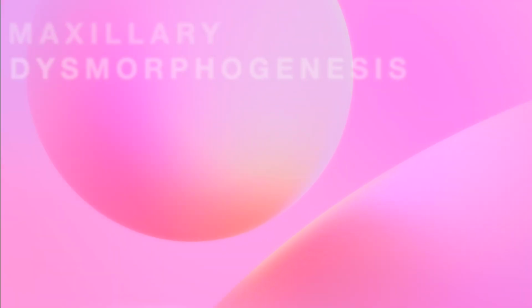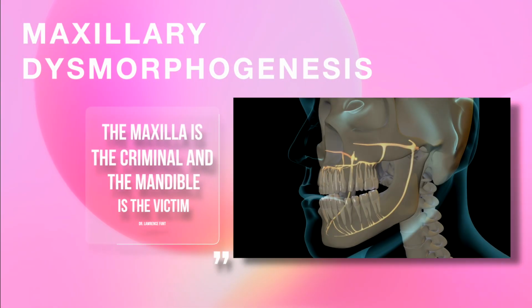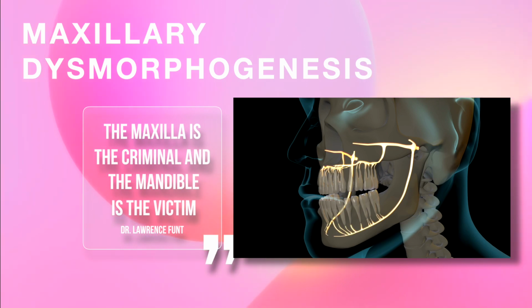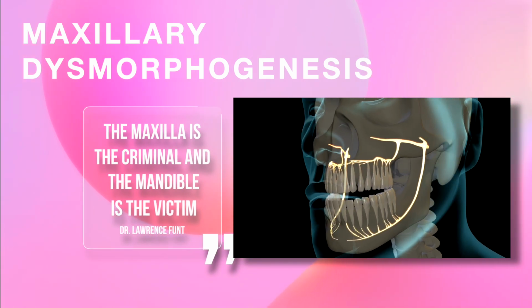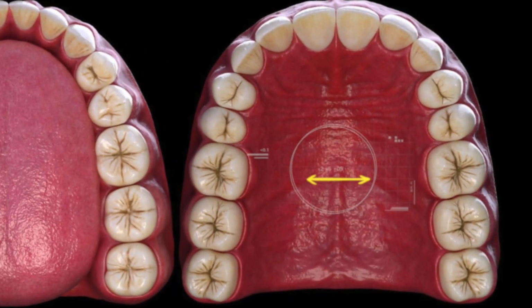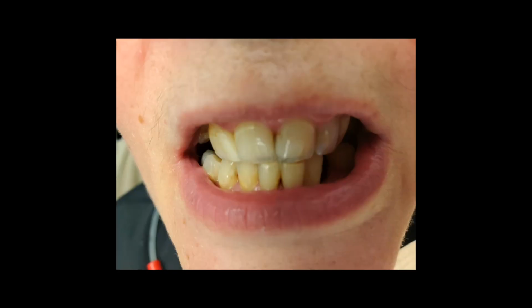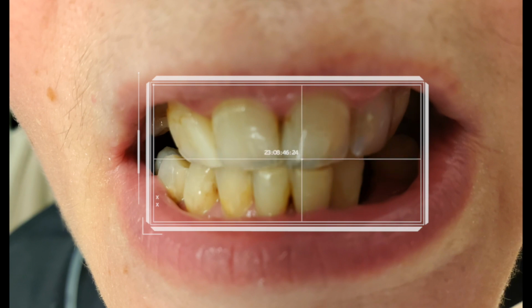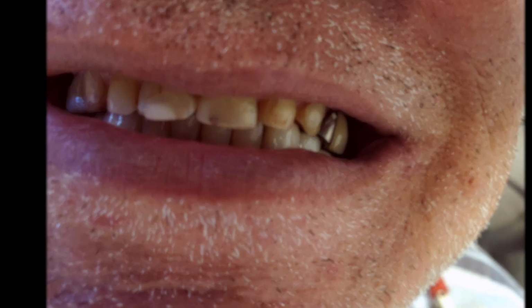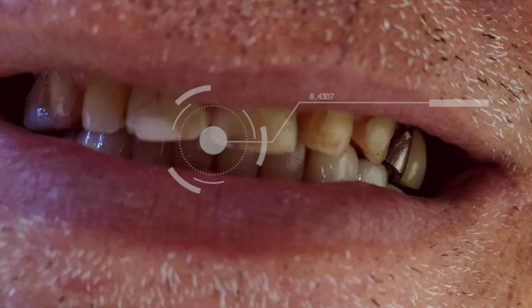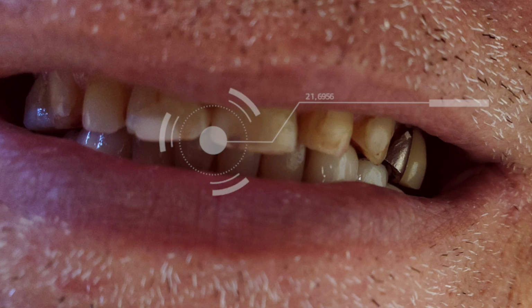Maxillary dysmorphogenesis. The maxilla is the criminal, and the mandible is the victim. Measure the maxillary diameter and maxillary depth. Recognize maxillary dysmorphogenesis. We can all learn to recognize facial intergenerational palatial shrinkage or maxillofacial de-evolution.